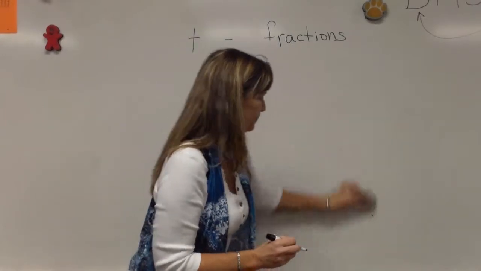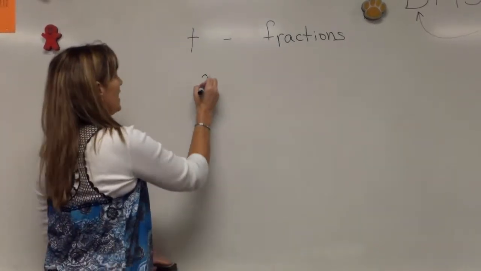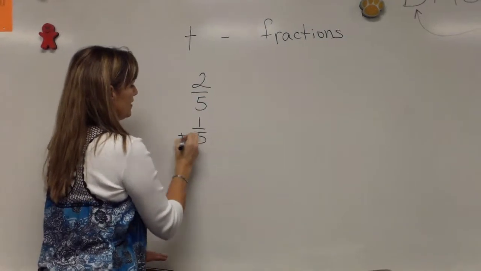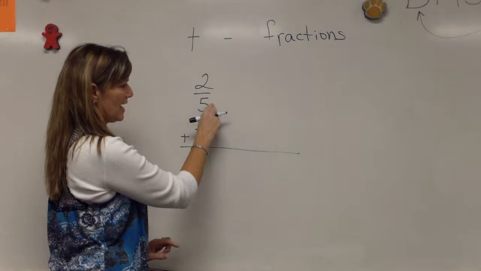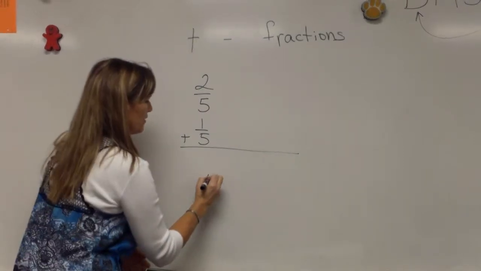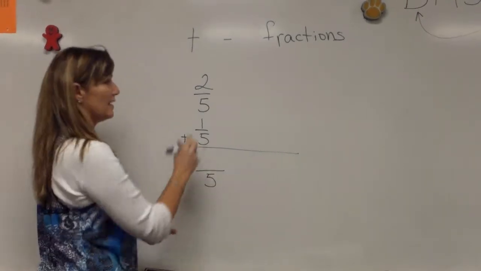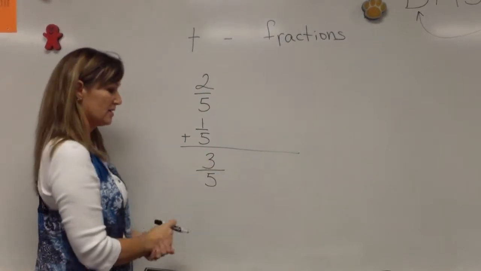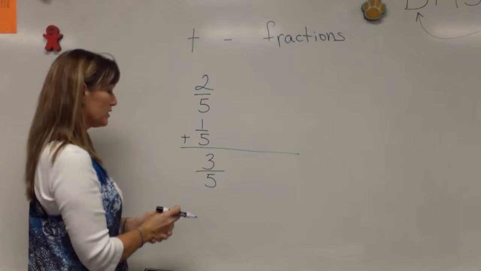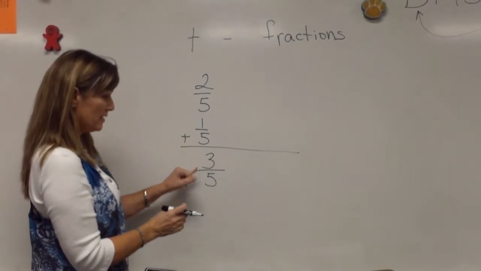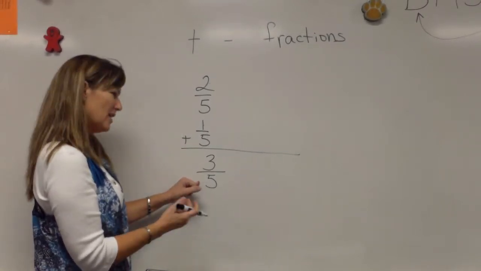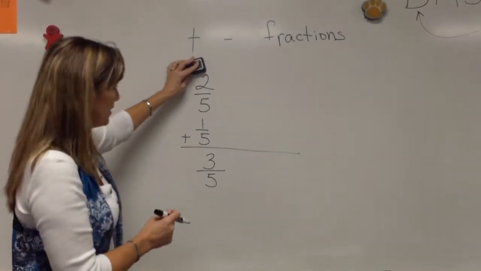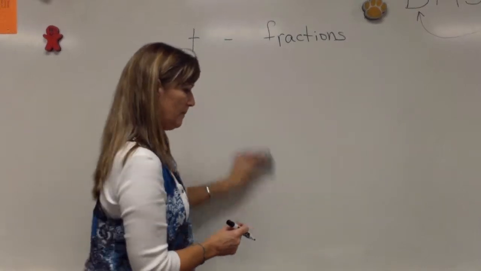Let's do a few. If I have 2/5 plus 1/5, they have the same denominator. I'm going to write the denominator down, and then I'm going to add my numerators, my top numbers. 3/5. I look and see, will that reduce? Is there something that will go into 3 that will also go into 5? The only number is 1, and that won't change how he looks. So 3/5 is my answer.